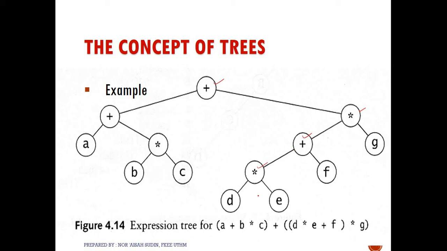Then you move to the right child. However, you need to start with the leftmost child, which is D. D multiplied by E, and then plus F. The whole thing here, you multiply with G, and then you combine it with the left child of the root. So now you get the expression. This is the expression for this tree.